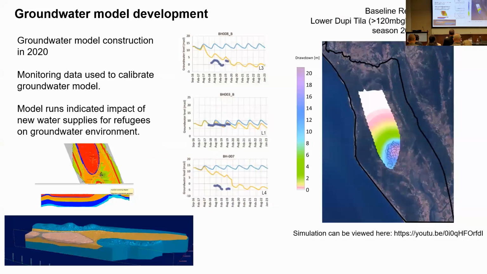The monitoring data was then used to develop a groundwater model. It helped to calibrate that groundwater model of the main aquifers in the region. You can see on the right the impacts of the mega camp on the local groundwater environment, and a large cone of depression extending north, potentially impacting on the suction pumps of the local community.